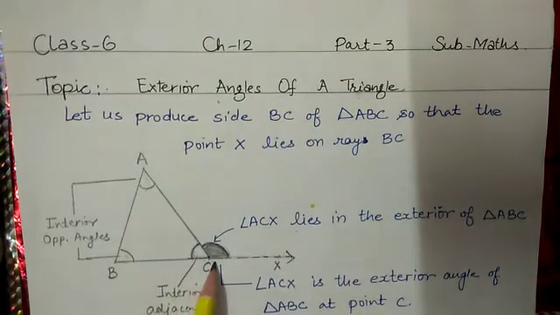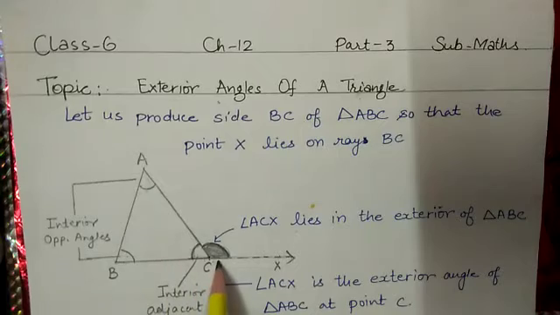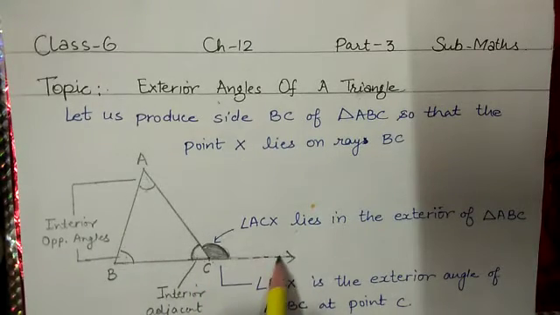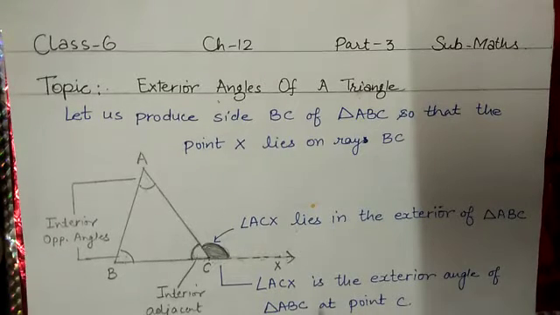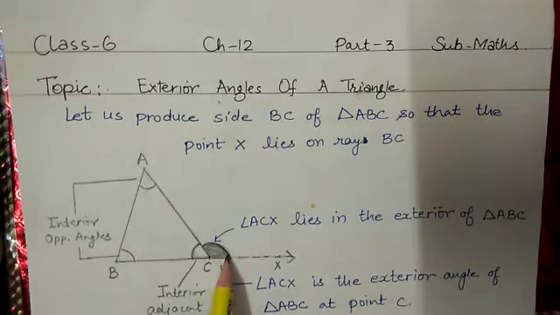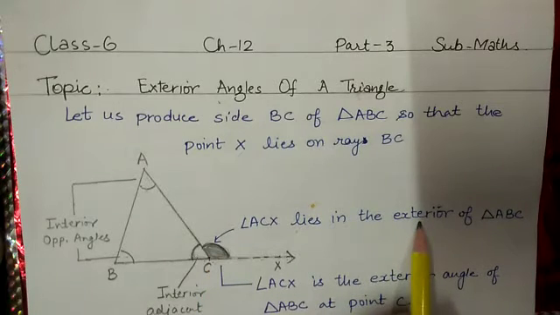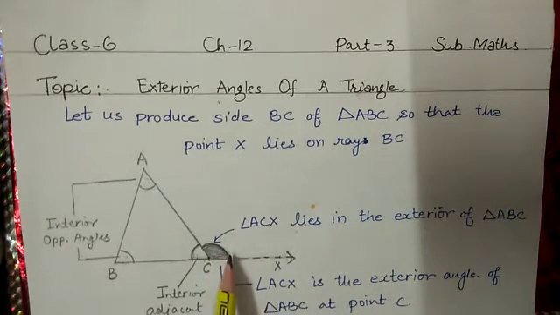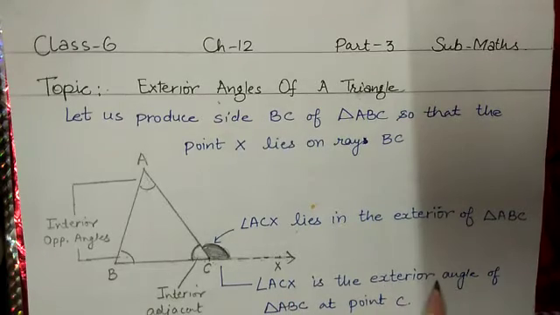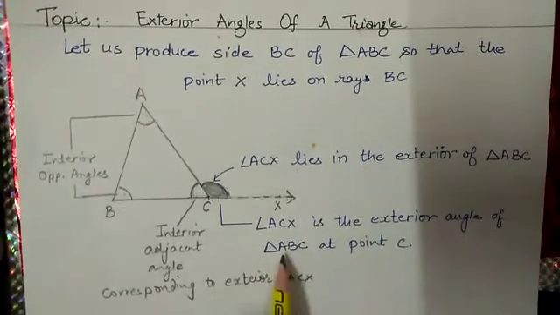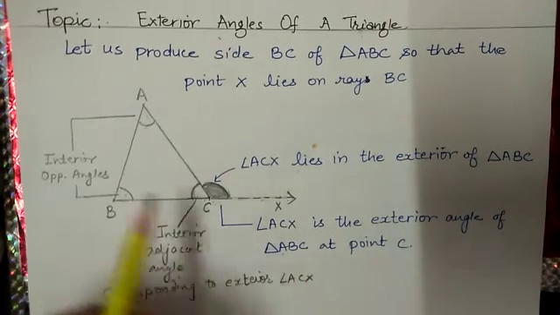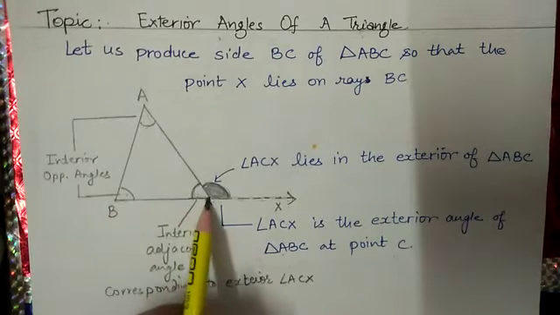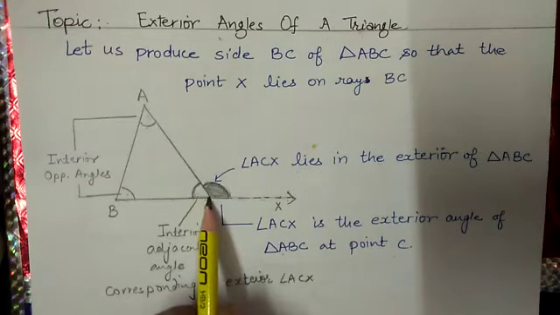Look at this triangle ABC. Let us produce this side BC so that point X lies on this ray BC. Here observe angle ACX lies in the exterior of triangle ABC. And angle ACX is the exterior angle of triangle ABC at point C. Similarly, angle ACB is the interior angle of triangle ABC at point C.